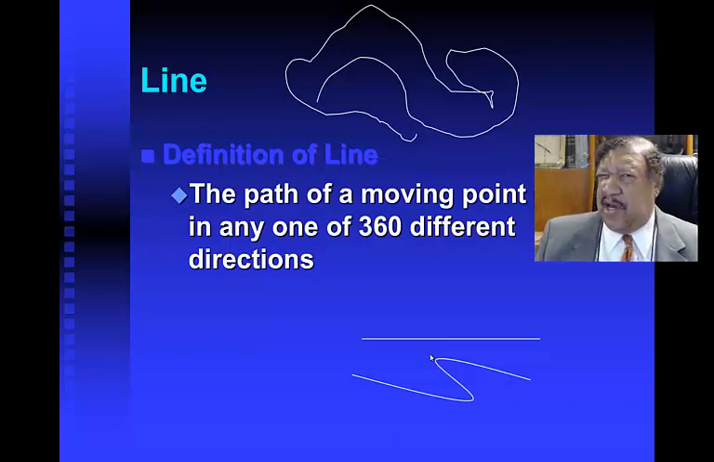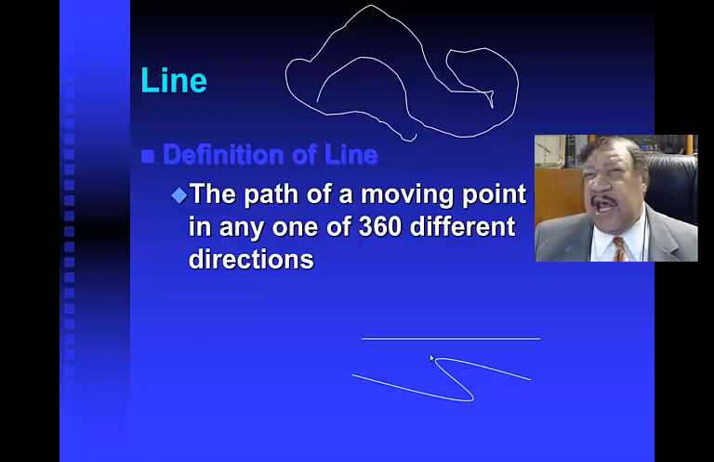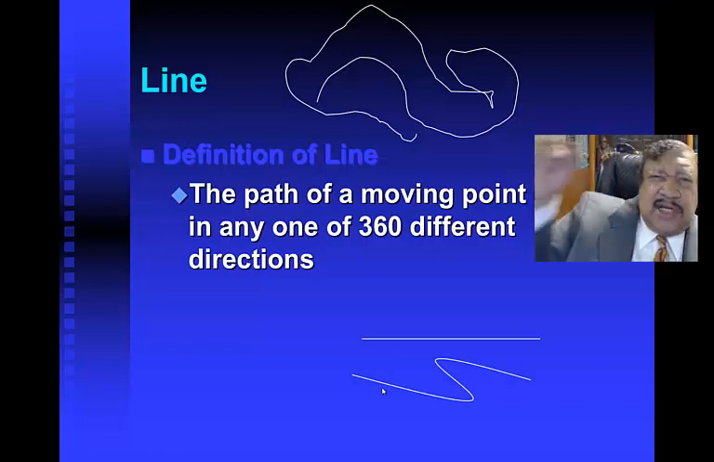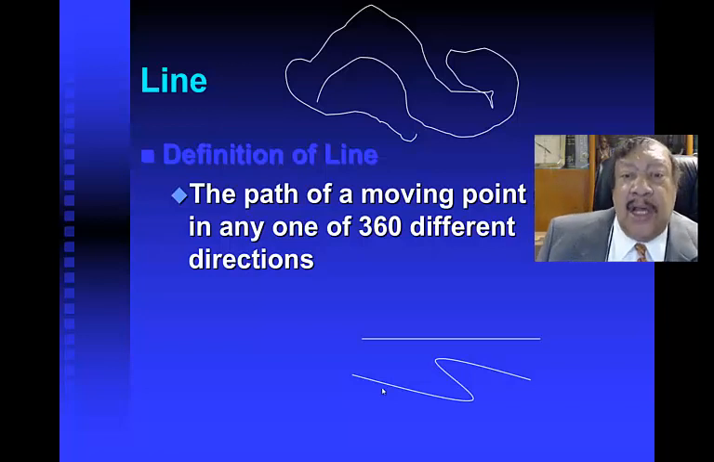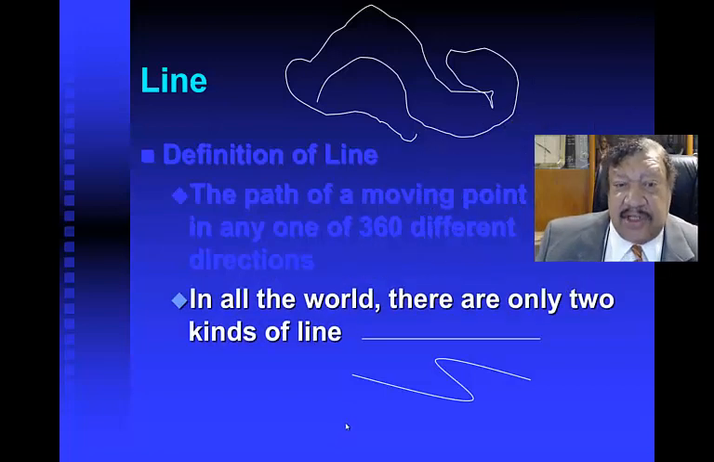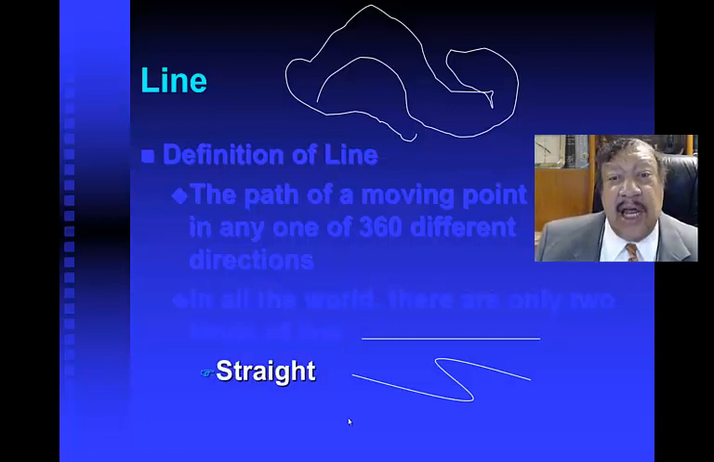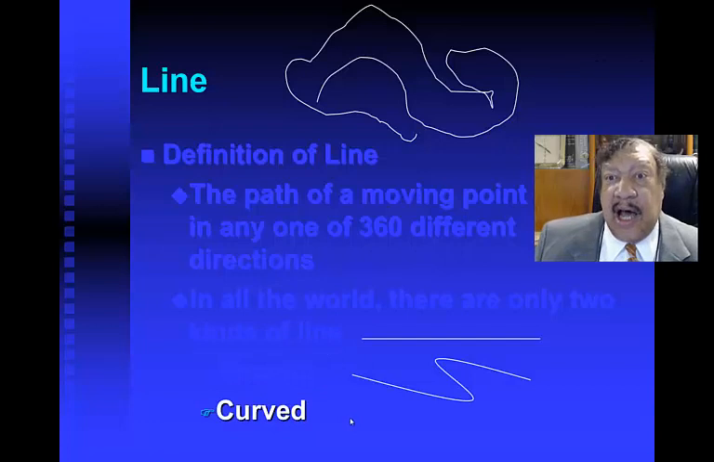If you were to take a magnifying glass and look at any line, you would see points after points moving in any one of 360 different directions. What does 360 suggest? It's the number of degrees in a circumference of a circle. So we have a line can go in any one of 360 directions. And again, in all the world, there are only two kinds of line. We have straight and curved lines.